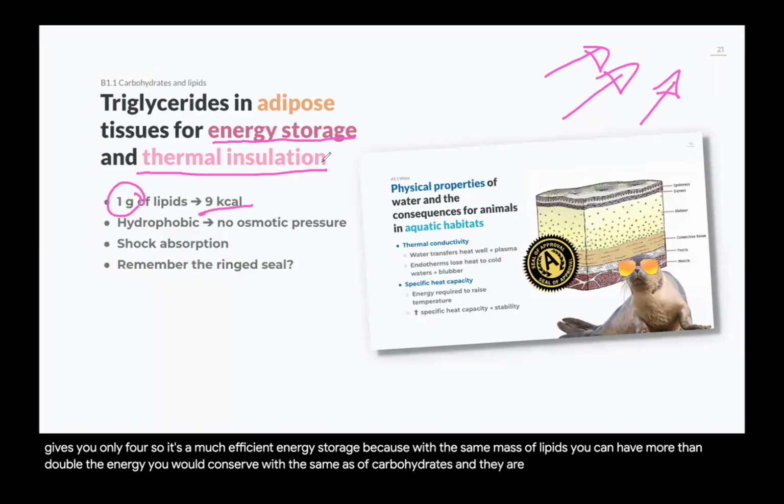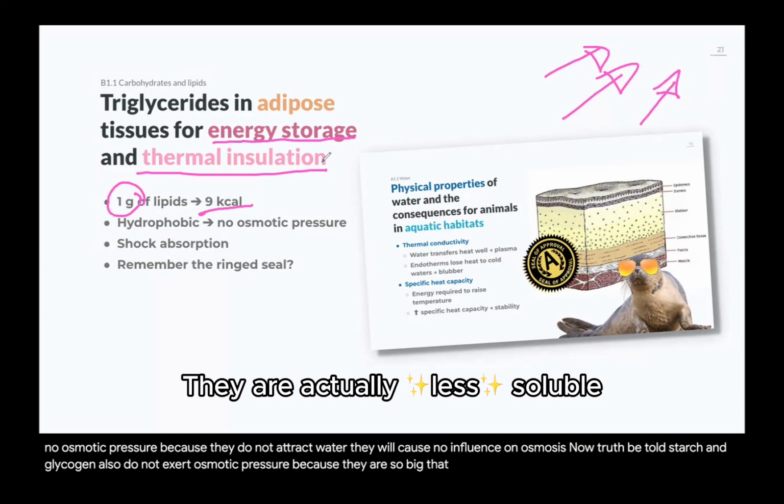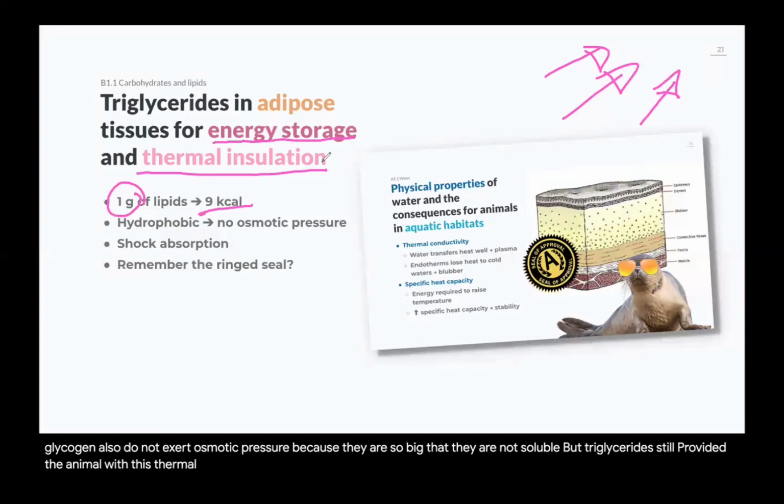And they are hydrophobic, which means they exert no osmotic pressure. Because they do not attract water, they will cause no influence on osmosis. Now, truth be told, starch and glycogen also do not exert osmotic pressure because they're so big that they are not soluble. But triglycerides still provide the animal with this thermal insulation and a more efficient energy storage. Plus, it can act as shock absorption.